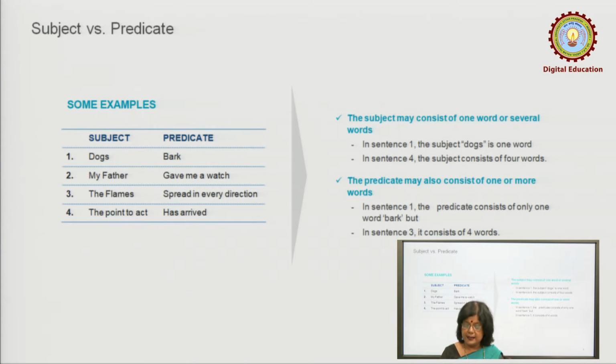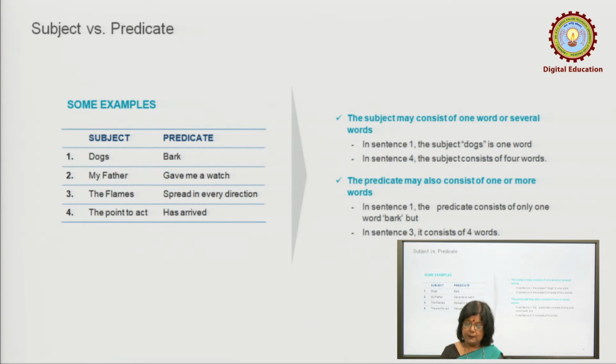Now, let us see, the subject may consist of one word or several words. As it is very clear in the first sentence, dogs bark. Here the subject is dogs, only one word. But in sentence 4, the subject consists of 4 words. Just pay attention to sentence number 4. The point to act has arrived. Here the subject has 4 words, the point to act, 1, 2, 3, 4. So, it is a group of words denoting a subject.